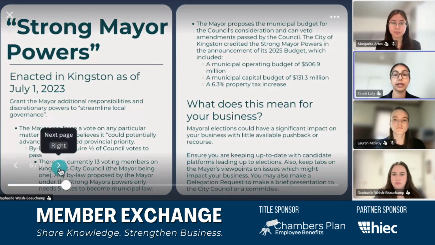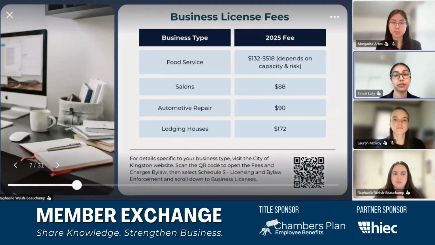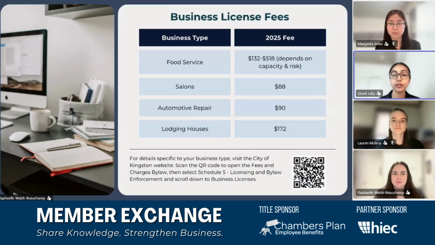Now we will just be moving into some of the everyday aspects of running a business in Kingston. And so we've just listed a few different business license fees depending on the business type. Some common business types include food service, which has a fee of $132 to $518, salons with an $88 fee, automated repair with a $90 fee, and lodging houses with a $172 fee. For details specific to your individual business type, we would recommend looking at the City of Kingston website, which also provides more details on the business license fees, as well as more details on the case-by-case situation.